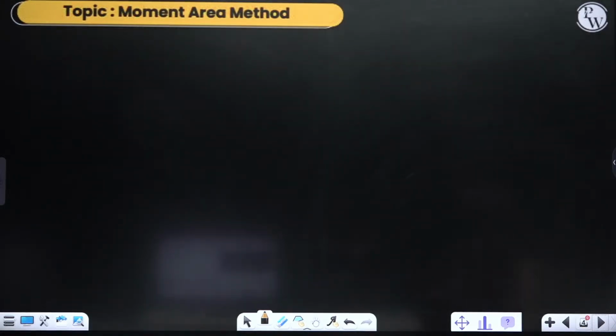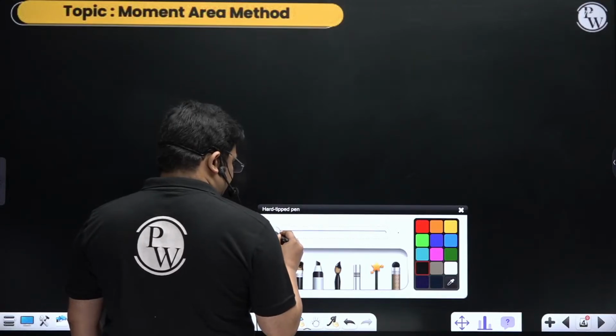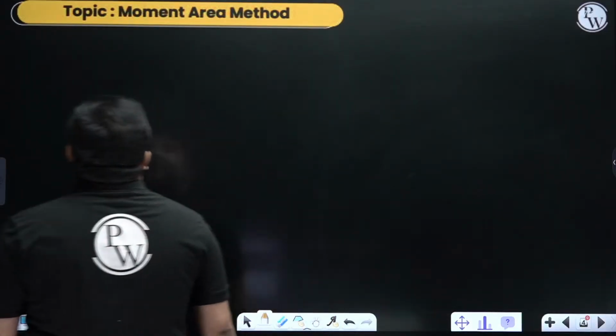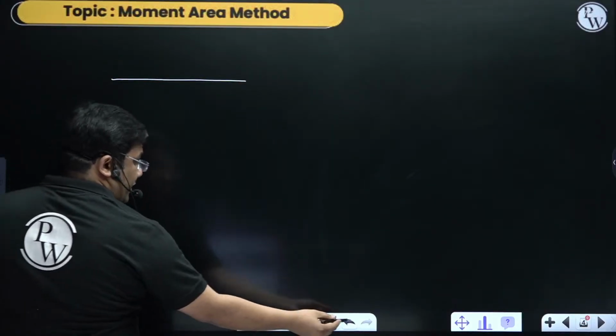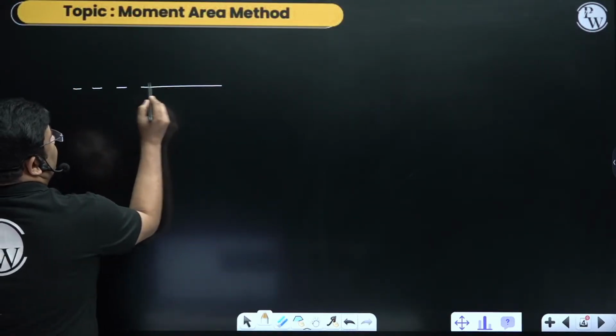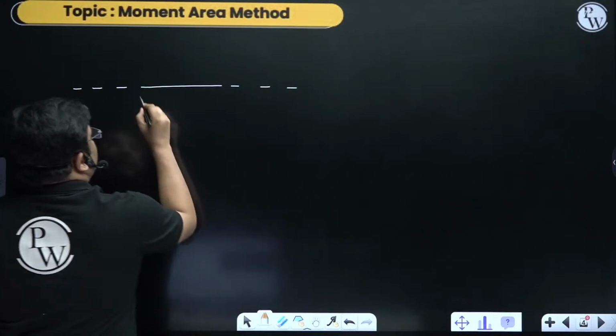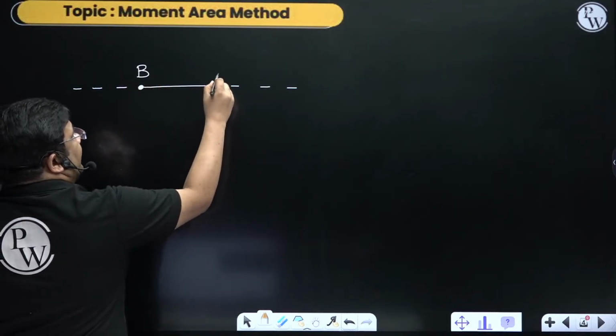So let us start the lecture. But first of all, let me give you some idea about the moment area method, and then we will be applying it to each case. So let us first see what the moment area method is, some basics, and then we will be focusing on the standard cases. If we have a beam, I'm not drawing the full beam, I'm drawing a part of the beam, and the beam is continuing this side and this side also, and there are two points, suppose point B and point A.